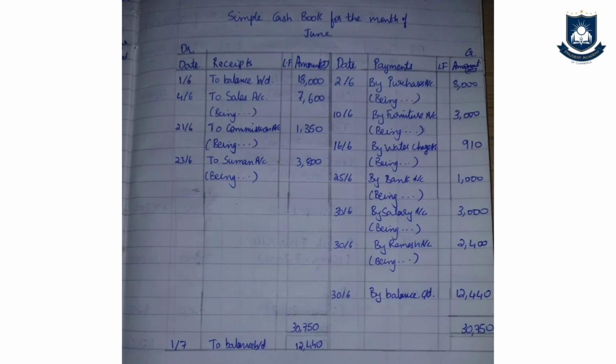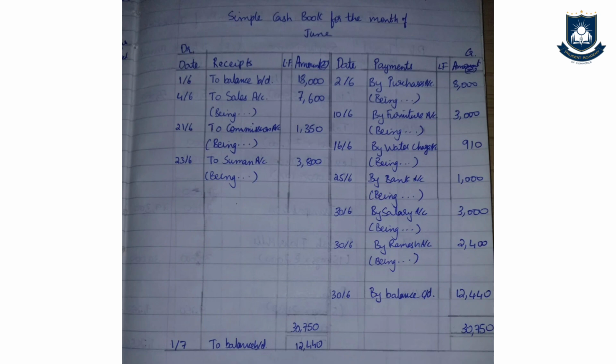Then on 21st June we have received commission from Ranganna. Now we need not mention the name Ranganna because we have received commission. The journal entry will be cash account debit to commission account. So on 21st we will record it as to commission account being ... and the amount in the amount column because we have received cash.